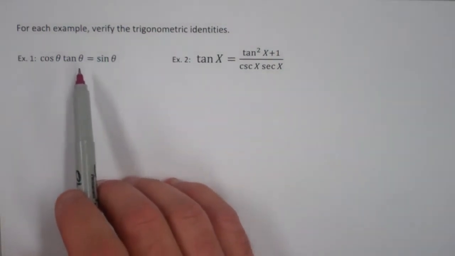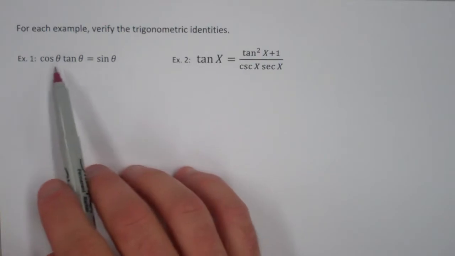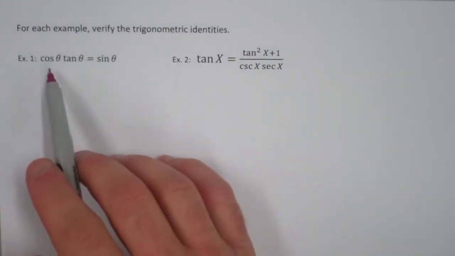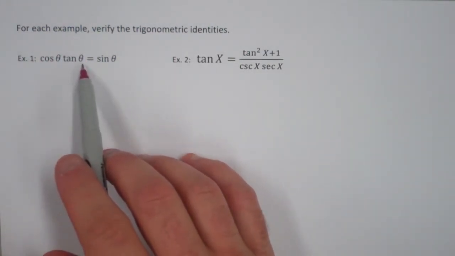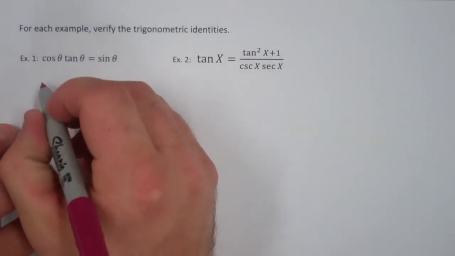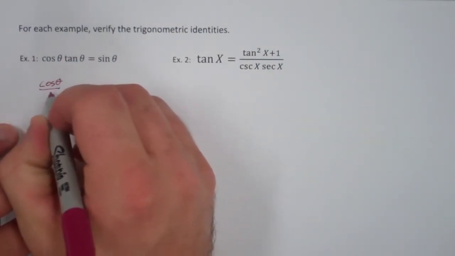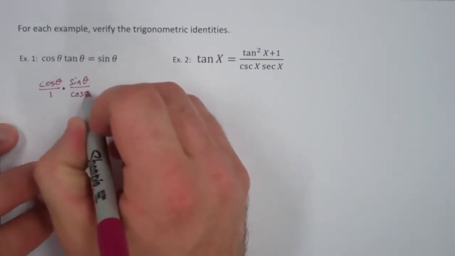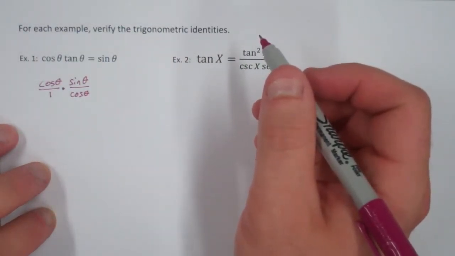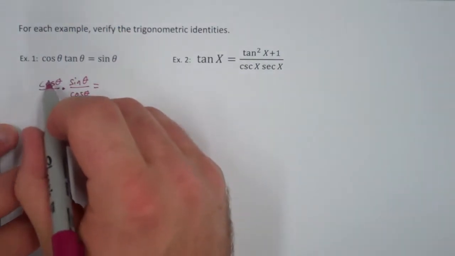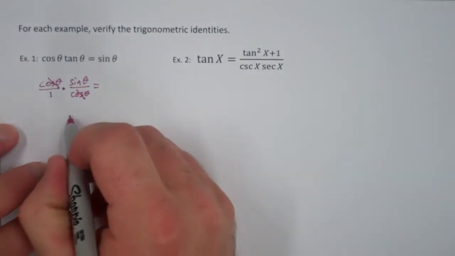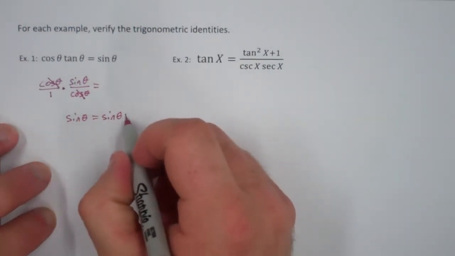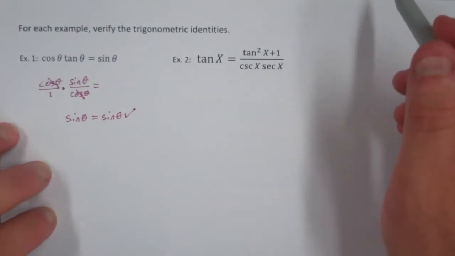The first thing that I look at is I try to see which side is more complicated than the other, and then maybe I can simplify this and link it back to the other one a little bit easier. So it looks to me like this left side is a little more complicated than this right side. We're going to try that old method, which is to change everything into sines and cosines. You'll notice how the cosines will cancel and we'll be left with sine of theta, which is equal now to the right side. So this trigonometric identity is verified.